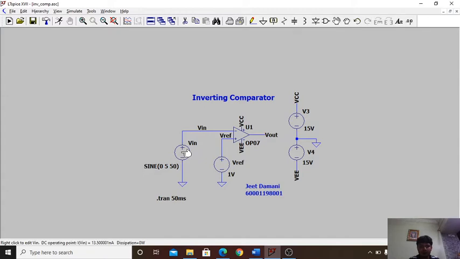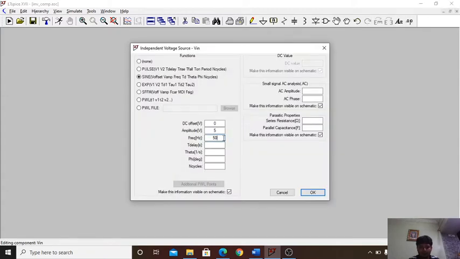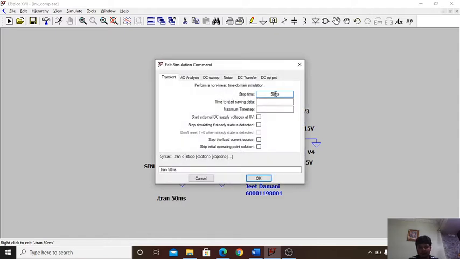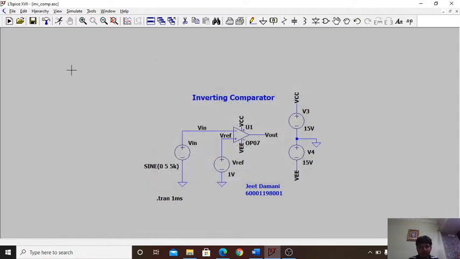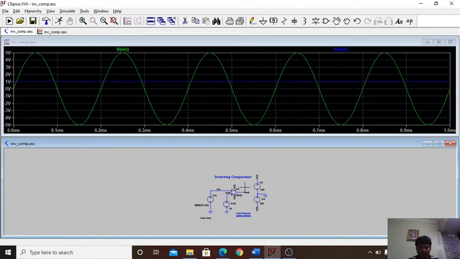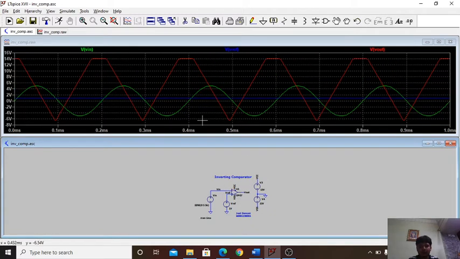Now we will increase the frequency to, say, 5 kHz. As you can see, there is a distortion in the output signal. This delay is because of the slew rate of the op-amp. So as the frequency increases, the open loop comparator output is distorted.